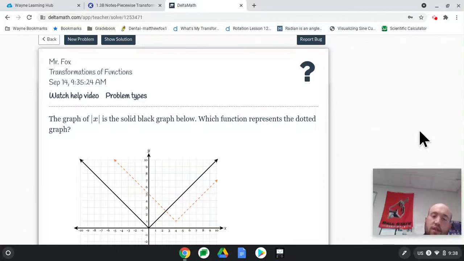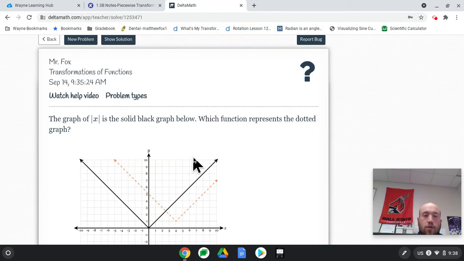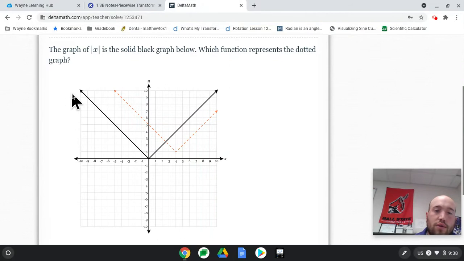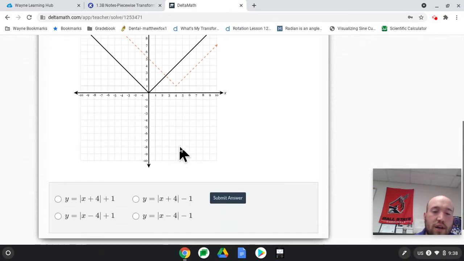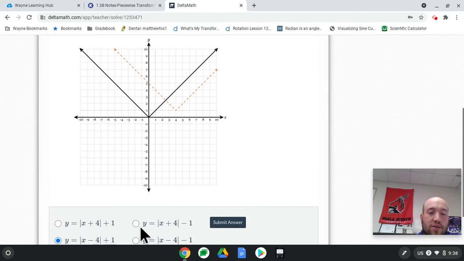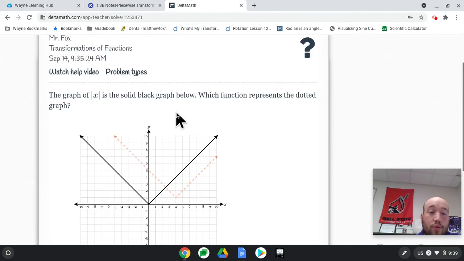All right, good morning. Today we're going to start off with a little bit of review of some transformations. You don't need to pull up Delta Math, but just take a look here. If we had this original parent function, the absolute value, and it shifted over to this dotted one, as you can see, it gets shifted right 4, up 1. So we look at our options, right 4, up 1. Remember, to the right is the opposite of what we would expect, so -4, so it's one of these. Up 1, it's going to be the +1 here. So that would be the transformation that would get it right 4, up 1.